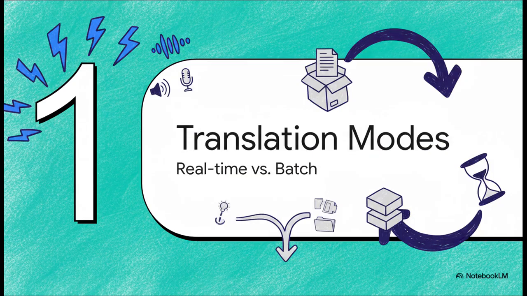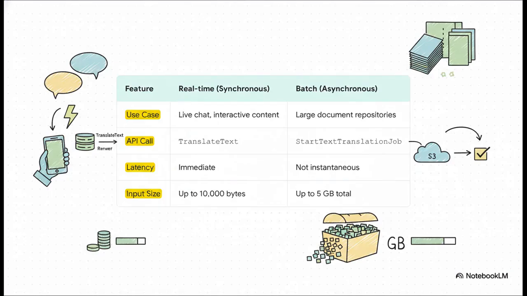All right, let's jump into the first major decision you'll need to make as an architect. It all comes down to one question. Do you need the translation right now, or can it wait a little bit? This choice between real-time and batch processing is fundamental, and it's going to shape your entire architecture. This table here really breaks it down perfectly. On one hand, you have real-time or synchronous translation. This is for things like live chat, where you need an answer immediately. You make a call to the Translate Text API and boom, you get your translation right back.